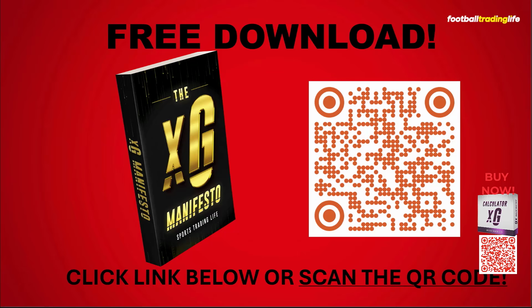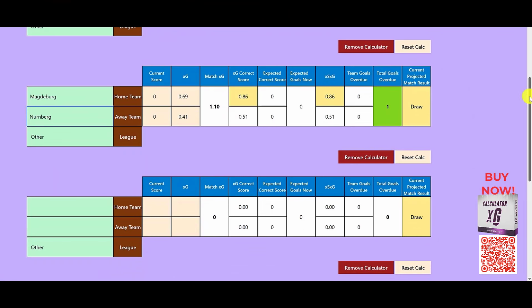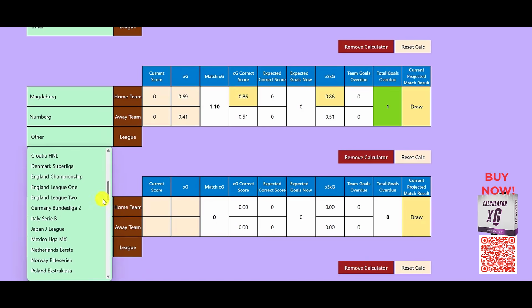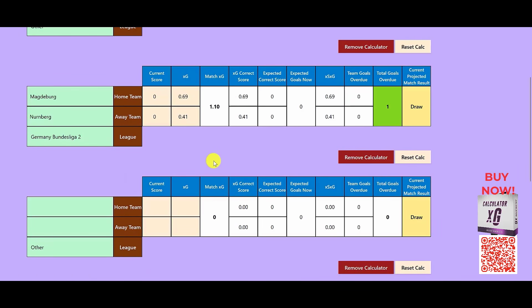We've got more real life trading demonstrations to get into and get through in this video. Just having a look at this one from German Bundesliga 2. So let me just adjust just to double check. So looking at this, it's 0-0 at the moment. Its current projected match result is a draw, so it's not really clear who's dominating, but there is a goal overdue, so that means there's been enough chances created in this to be expecting a goal. And as we know, real goals can lag behind the expected goals.